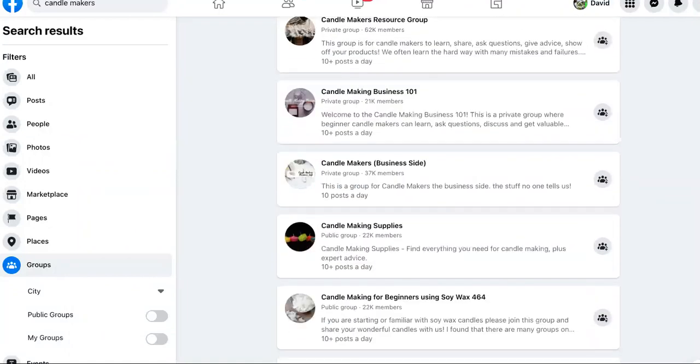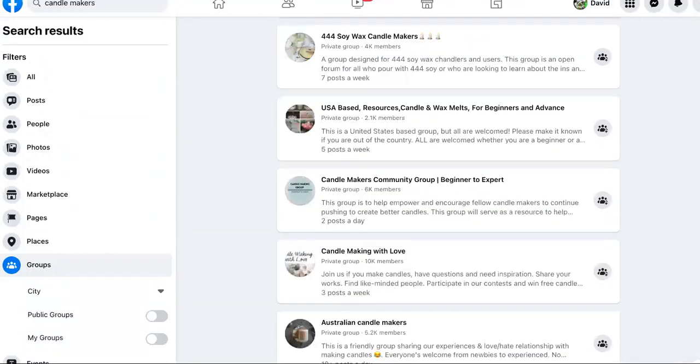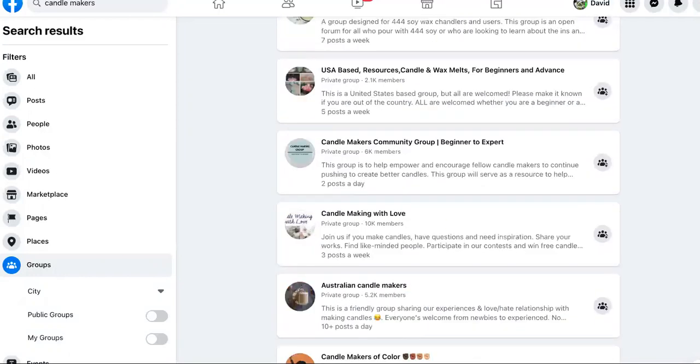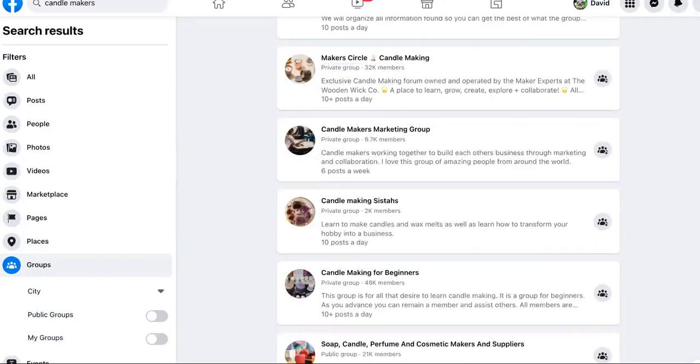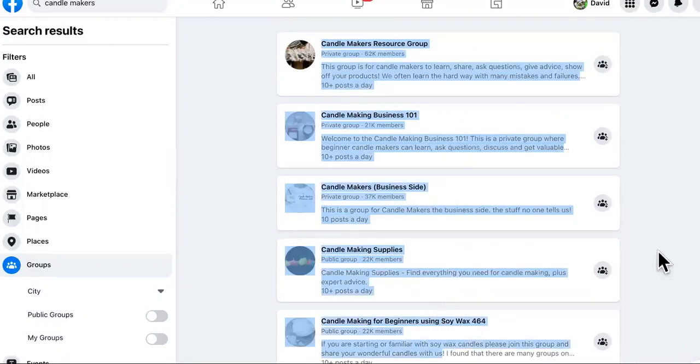So if you come to Facebook over here, you'll see there are hundreds of candle making groups. They have their own little cult right here. So you can join these groups and hire on these partners and get cuts out of their labor. You don't have to do the labor. You can sit back and make a lot of money without doing any of the work unless you want to.